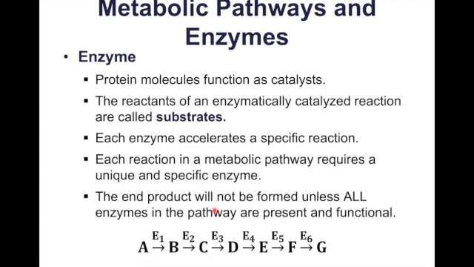And a lot of times, these are being catalyzed by enzymes. We've already talked about those. Enzymes are catalysts, things that help speed up a chemical reaction. They bond with the intermediates, which we call substrates, and so they accelerate a specific reaction. Each reaction requires a very specific enzyme. Notice it's E1, E2, E3, right? It's not E1, E1, E1 doing everything. Each of these steps has a different enzyme to help it out. And so this end product isn't going to form unless all the enzymes in that pathway are there and able to do their job and functional.